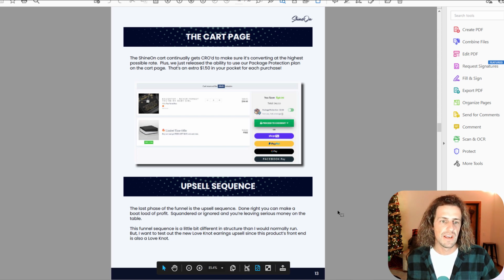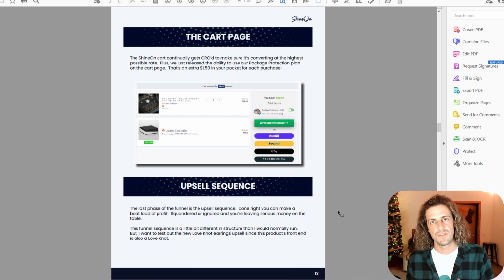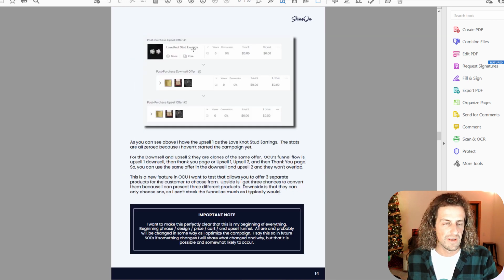So the upsell sequence, the last phase of the funnel, is the upsell sequence. So done right, you can make a boatload of profit from that. We've seen a lot of that in our testing, that just after the person's already made the purchase, you offer something else that's complementary to that. So let's take a look at something there.